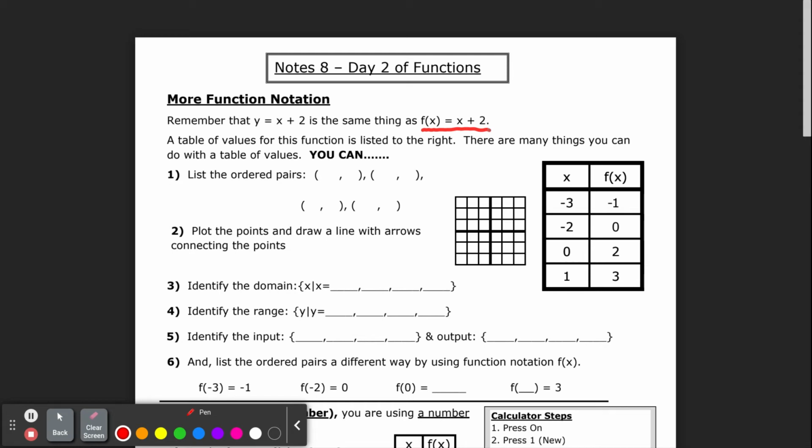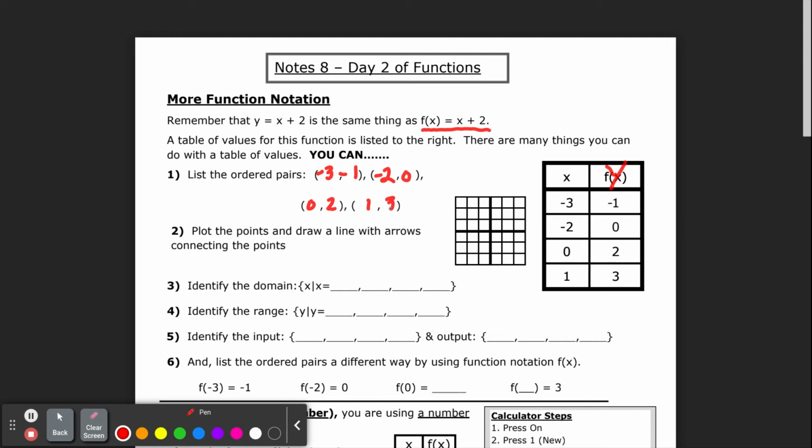There are many things you can do with a table of values. You can, for one thing, list the ordered pairs. So we can list the ordered pairs from the table of values. Remember, f of x is the same thing as y. So our ordered pairs go in the order x first, then y. So we can say that our first one represents (-3, -1). The next one is (-2, 0). Then we have (0, 2), and then (1, 3).